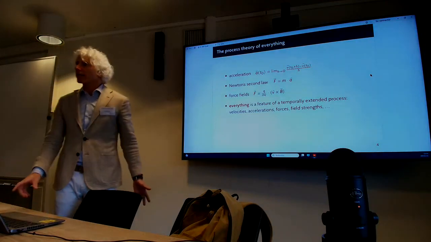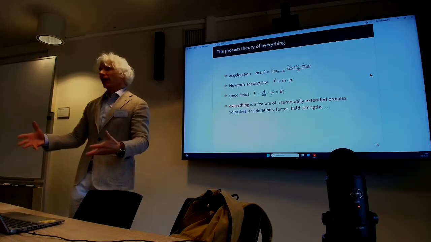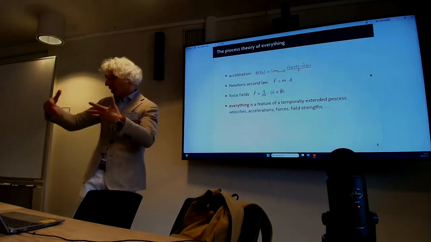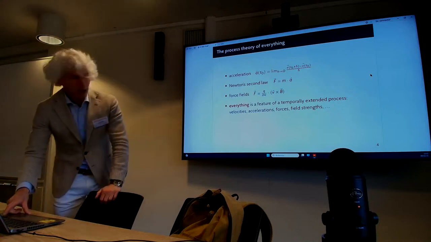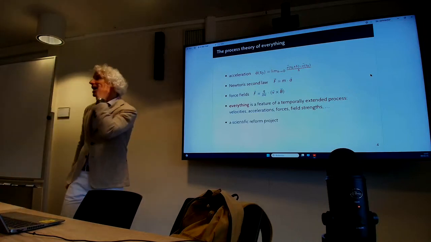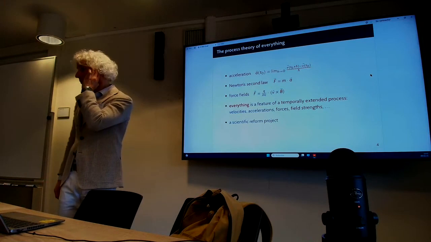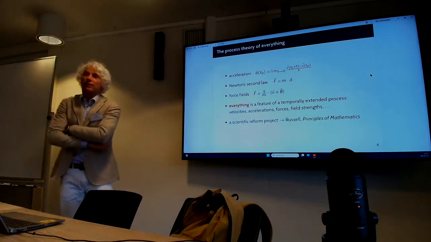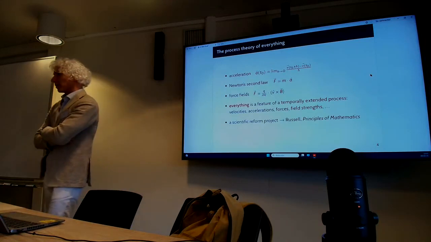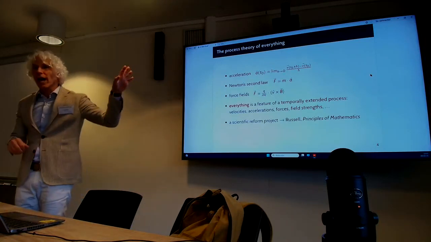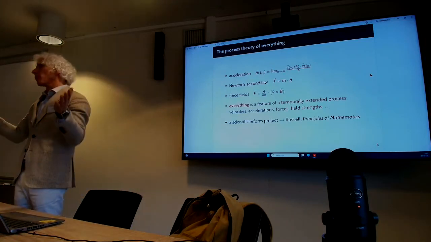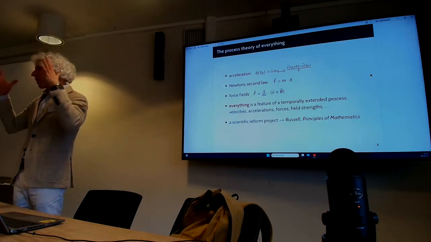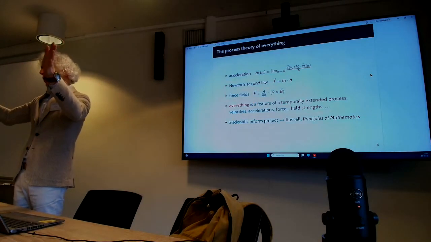What that requires is for you to rewrite our scientific theories as a theory of these extended processes. It's a scientific reform project. And if you're interested in how that might be done, Russell proposes something like that in the Principles of Mathematics. So if you really want to have this view, and want to have something to say about what happens in our scientific theories, I think that's the best way forward for the process view.